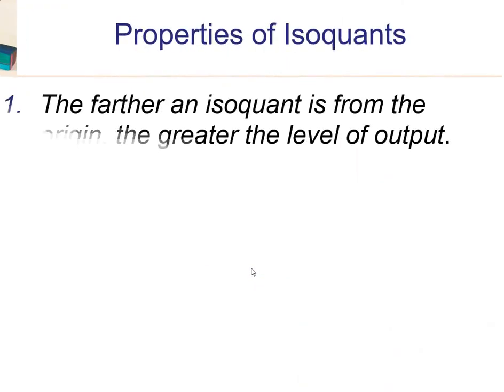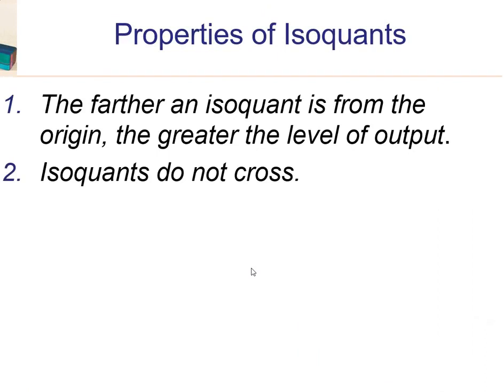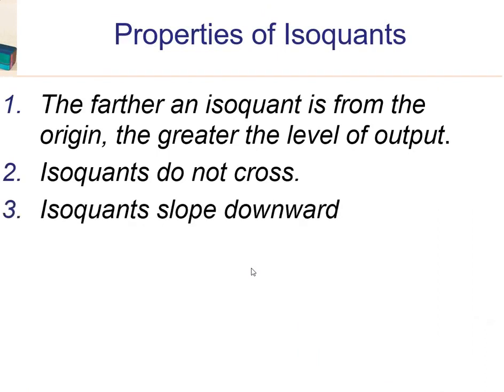So properties then of isoquants: the further the isoquant is from the origin, the higher the level of output we're talking about. The second property of isoquants, they will never intersect. The third property of isoquants, they're always going to slope downward.